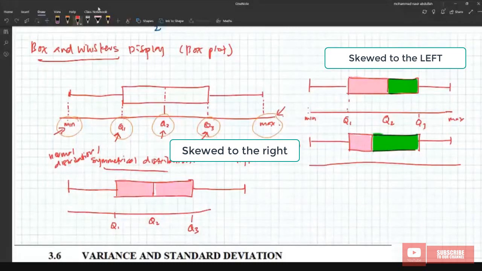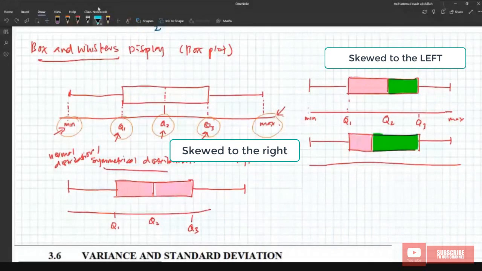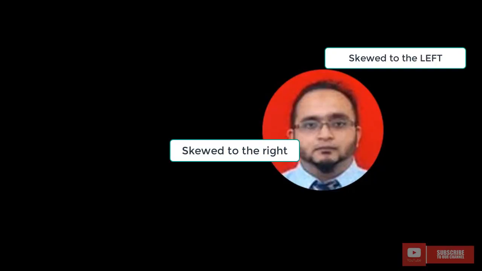So are you clear with this one? So we need to understand the shape of distribution. Again, I'm going to emphasize that when the area on the left hand side is bigger, then this is a skew to the left. When the area on the right hand side is bigger, then this is a skew to the right. And when we have the same area between the left and the right hand side, this is what we call a symmetrical distribution, right? So I hope you understand, right?